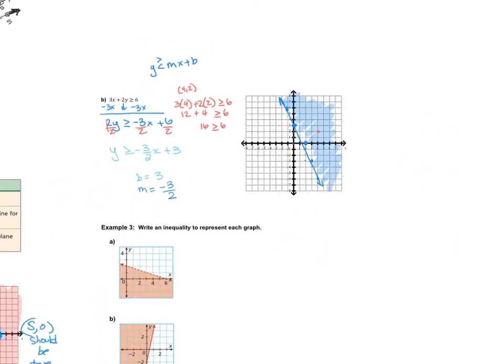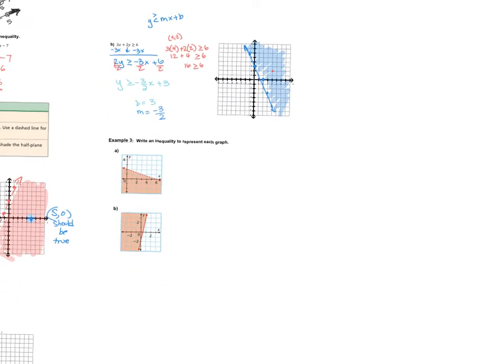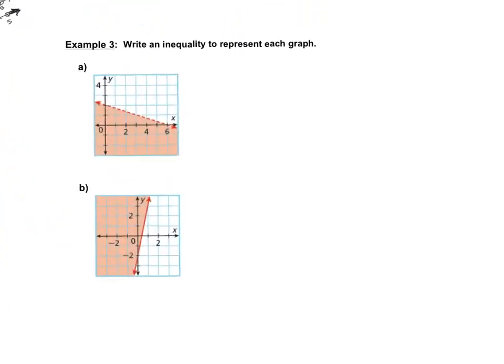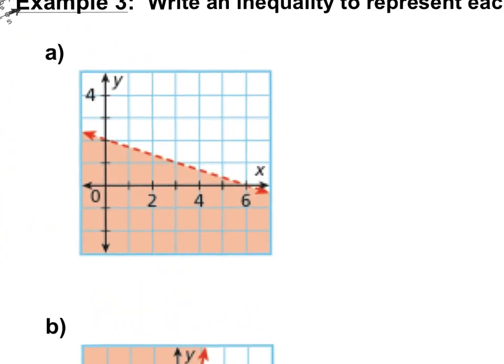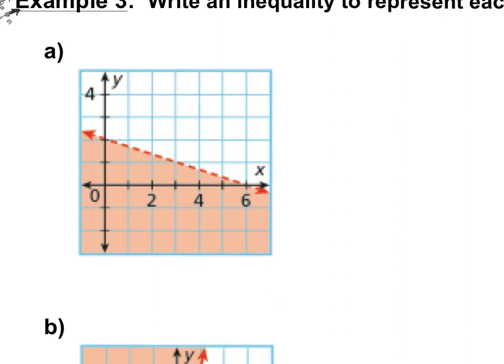The last type of question that you're going to be asked is you're going to be given a graph and asked to write the inequality. So when you do that, step 1 is to find whether it's solid or dashed. So you want to know whether it's an or equal to or not an or equal to. Remember, when you have or equal to, it's solid. When you have not or equal to, it's dashed.